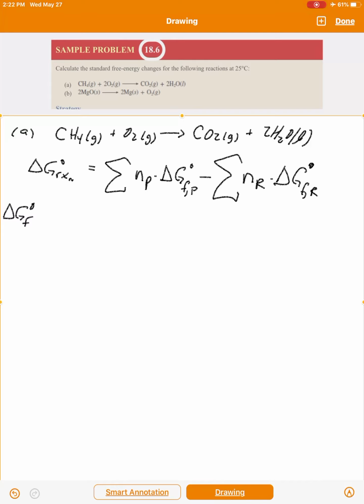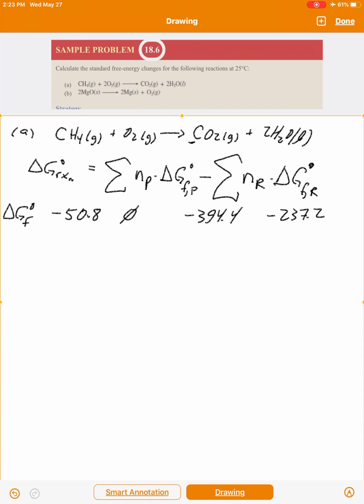And so if you look them up for CH4, CH4 is negative 50.8. If you look it up for O2, it's 0. If you look it up for CO2, it's negative 394.4. And if you look it up for H2O, it's negative 237.2. That's in the liquid phase. It would be different for gas or solid. Okay? So we'll just do products minus reactants.